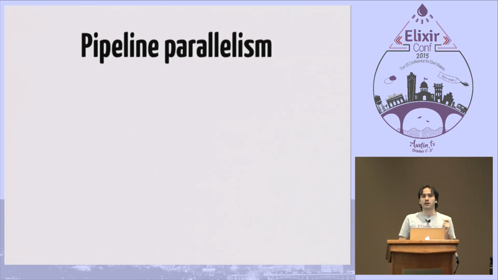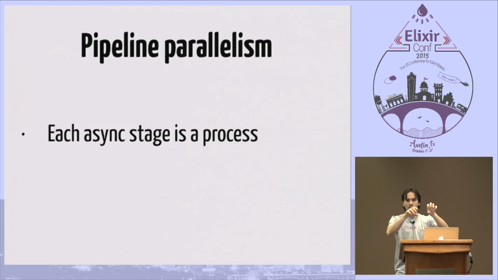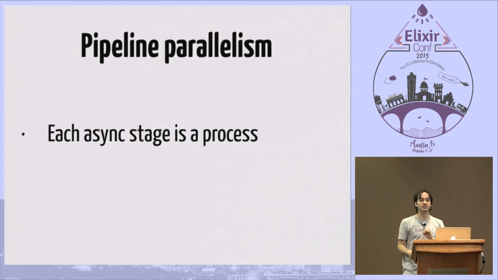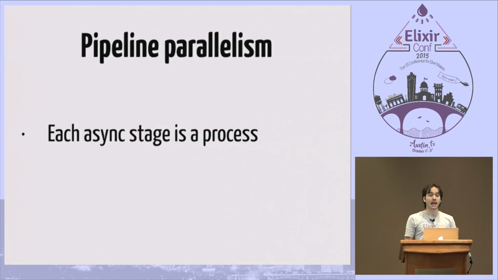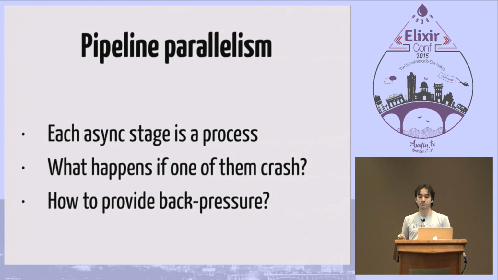The thing about pipeline parallelism is that if we're calling stream async, stream async, stream async, we're saying that each of those stages is now a process. And every time we put things into processes, we need to think about this question: what happens if one of those processes crashes? Am I going to abort the whole pipeline? Am I going to abort maybe only upstream, maybe only downstream?